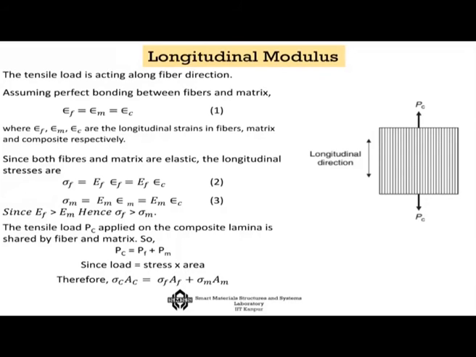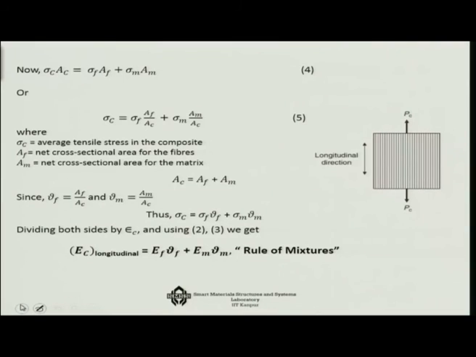So PF is sigma f AF, and sigma f is denoted by EF epsilon c. Similarly, PM is sigma m AM, where sigma m is EM epsilon m, and that is nothing but EM epsilon c. And your PC is nothing but sigma c AC. So if I work on this whole thing, where do we reach? We see that sigma c AC is sigma f AF plus sigma m AM, which means sigma c is sigma f AF by AC plus sigma m AM by AC.